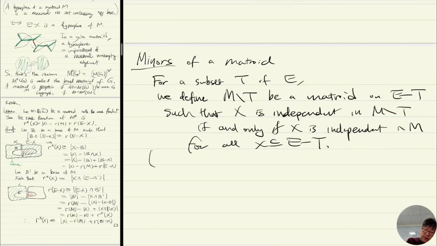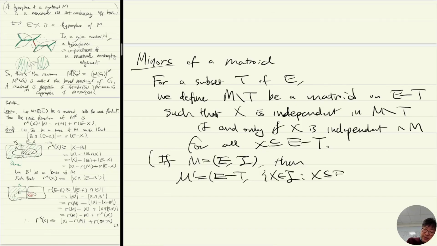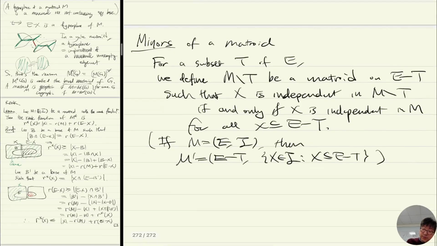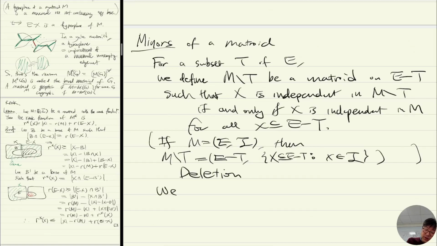So in other words, if M is (E, I), then M delete T is E minus T together with the set of X in I where X is a subset of E minus T. This is called deletion, and we also write M delete e for elements e in E.